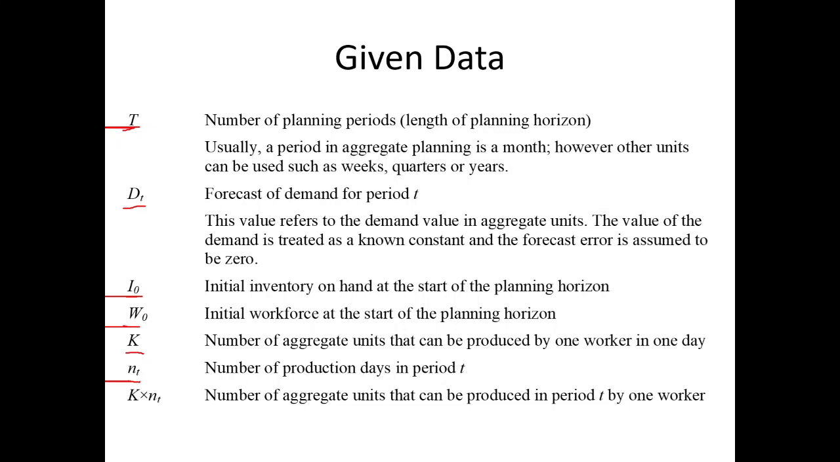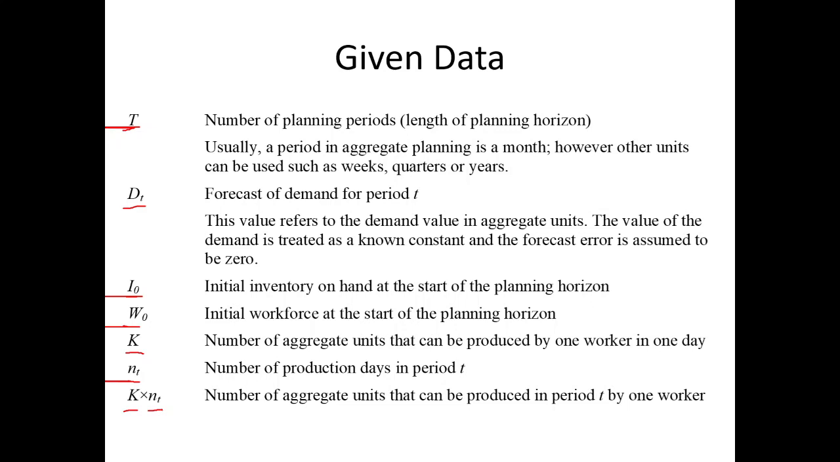And usually when we study aggregate planning, the length of the planning horizon is usually 1 year, and T could be the index of the quarter, if you talk about 4 periods, or the index of the month, if we are talking about 12 periods within the planning horizon. And then when we multiply K by N sub T, this will give us the number of aggregate units that can be produced in period T by one worker. And this is a representation of the capacity per one worker.